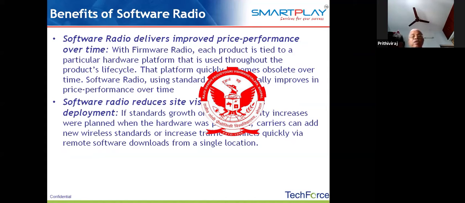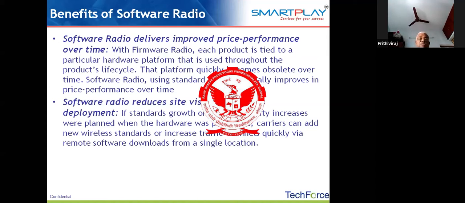Then we find SR delivers improved price performance over time. So with firmware radio, each product is tied to a particular hardware platform that is used throughout the product's life cycle. So that platform quickly becomes obsolete over time. Unlike this, software radio using standard servers actually improves in price performance over time.